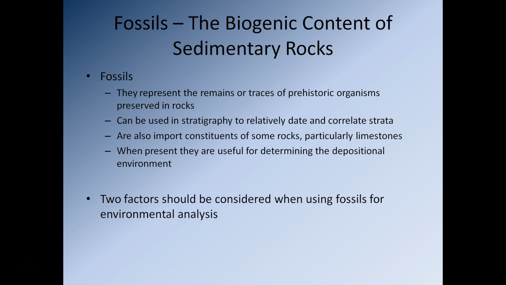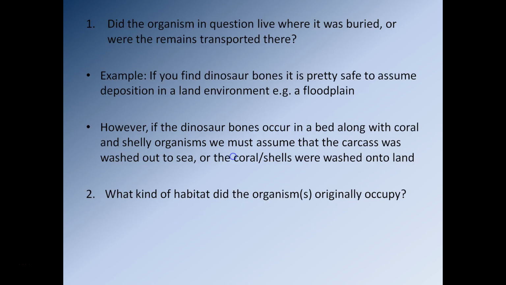There are some organisms that only like to live in a very limited range of environments. So two factors need to be considered when we use fossils for environmental analysis. The first one is, did the organism in question live where it was buried, or were the remains transported there? A good example is this. If you find dinosaur bones, it's pretty safe to assume that the sediment that contains those dinosaur bones was deposited on land. So you can say maybe something like a river floodplain. It makes sense, doesn't it? We know there's no such thing as a marine or flying dinosaur, so therefore if you find dinosaur fossils, that dinosaur has to have been living on the land.